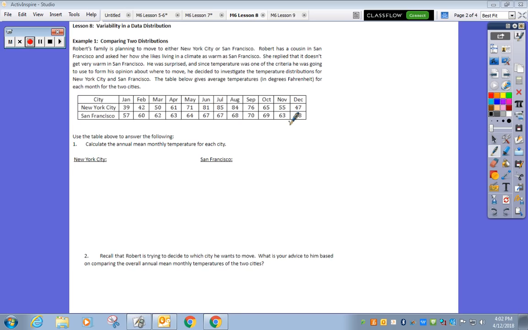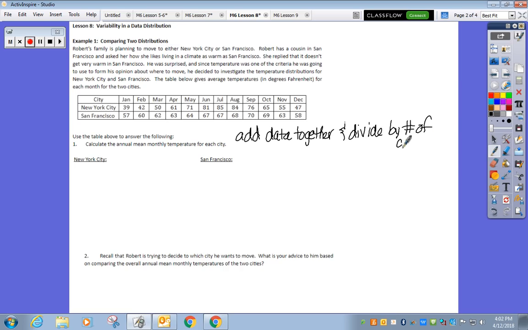So remember, to find the mean, we're going to add data together and divide by the number of data pieces. Okay, so we're going to take each of the numbers from New York City and add them together. You can either list them out or just put plus signs in between each to show that you're adding those. And then I'm going to write just the total down at this point.